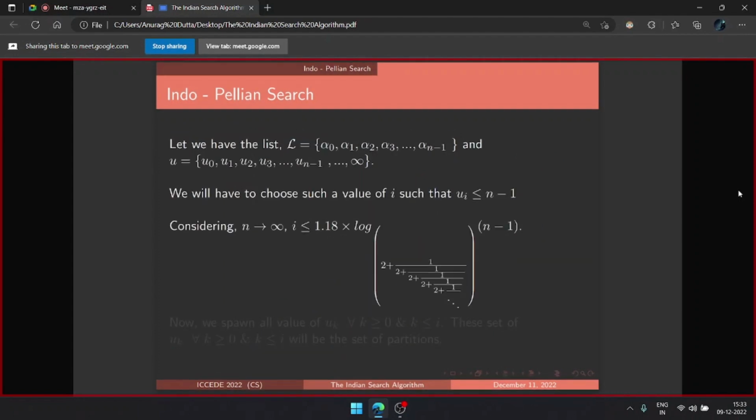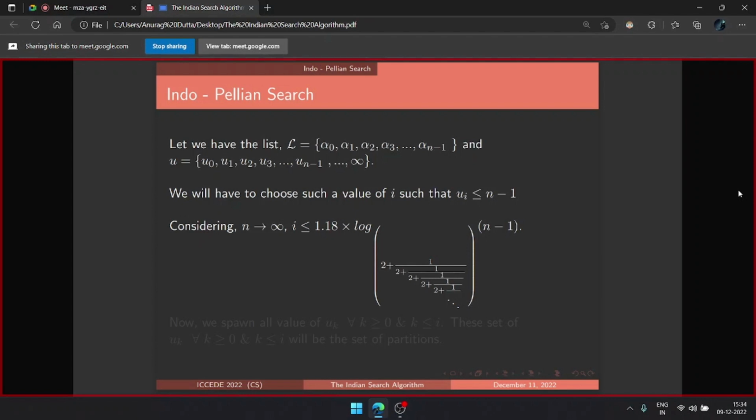Let we have the list ln being equal to alpha 0, alpha 1, alpha 2, going up to alpha n minus 1, and we are declaring one more sequence, u0, u1, u2, going up to infinite. Now we will have to choose such a value of i such that ui is less than or equal to n minus 1. If we consider n tending to infinite, we could propose this. The proof behind this proposition has been mentioned in the paper, but due to the limited time frame of the conference we can't express that.